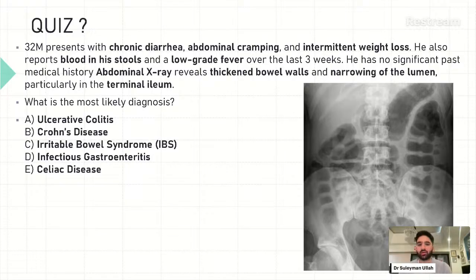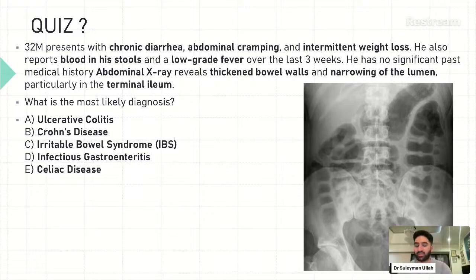First of all, the intermittent weight loss tells you it's not IBS, irritable bowel syndrome, because irritable bowel syndrome can give you diarrhea, but it won't cause more severe symptoms like weight loss, blood in the stools, or a fever. So we can get rid of that. Infectious gastroenteritis, the fact that it's 3 weeks would kind of point me away from that diagnosis. Celiac disease is a very important one as well, especially in an age group like this.